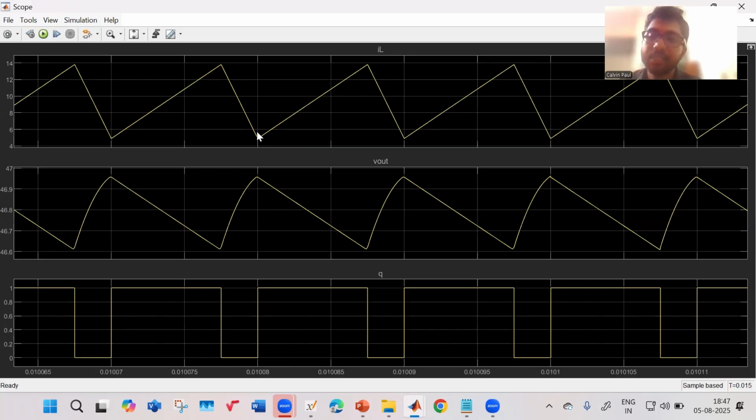So for inductor current, it is a bit easy for you to visualize. When Q is 1, it rises. When Q is 0, it will fall. But for the output voltage, when Q is 1, the output voltage is falling. And when Q is 0, the output voltage is increasing. So this is the waveform for the output voltage. Now, what is actually causing that output voltage to fall or increase? That is dependent on the current through that capacitor. So now let us look at the waveform of the current through the capacitor.